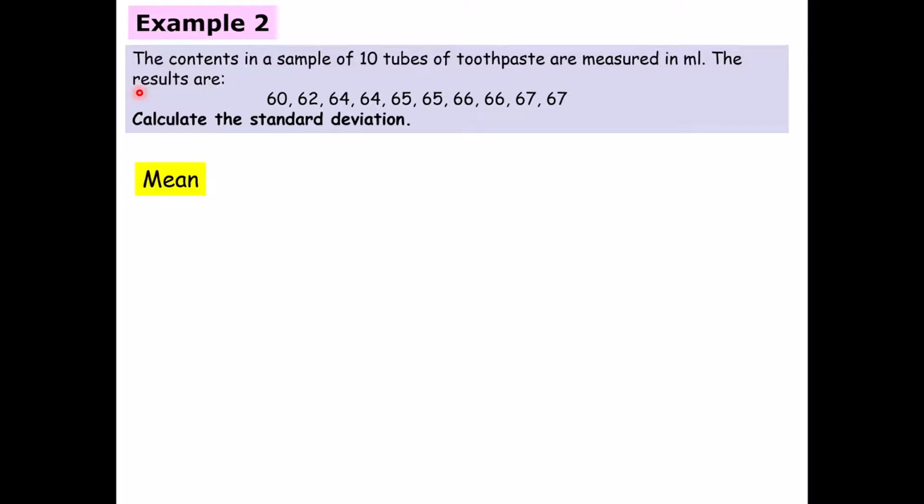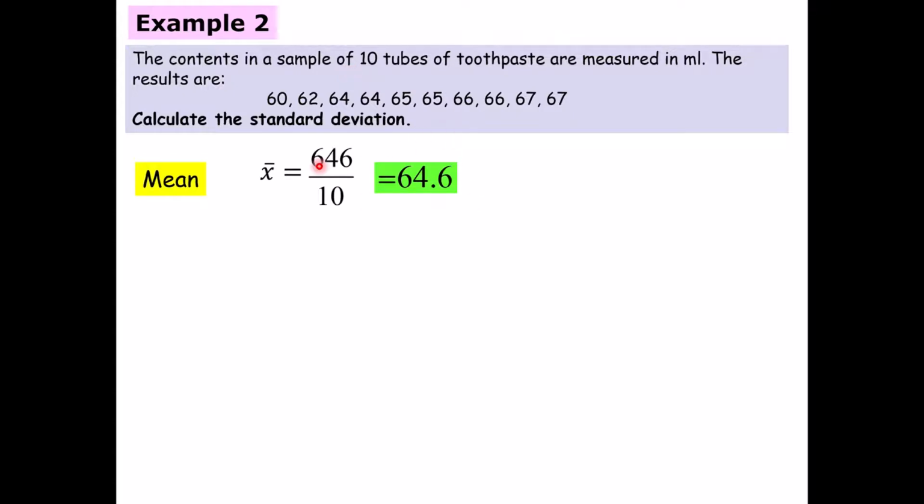So first step, as always, we're going to calculate the mean. Mean is represented as x bar, and to find it we're going to add all the terms together and then divide them by how many there are. So we're going to add these all together and divide them by 10. So you've got 646 divided by 10 to give you 64.6. So this is our mean.